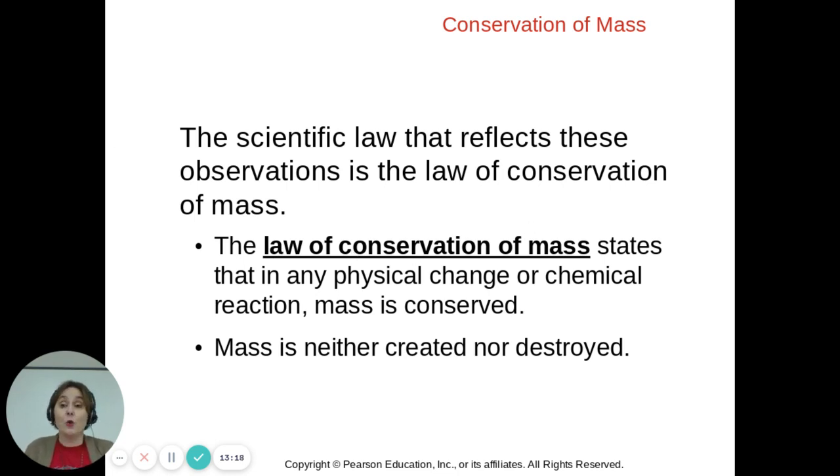Any physical change or chemical reaction, this applies to both, mass is conserved. You can't create it. You can't destroy it. You can only shuffle it around. Remember that.